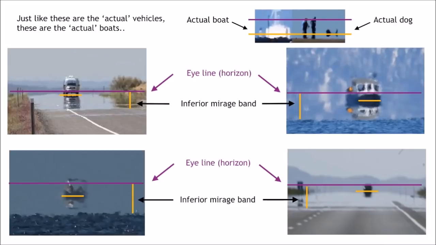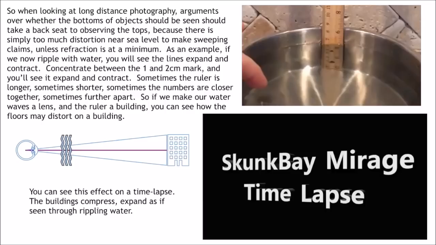Okay, again, just like this is an actual boat up here in the top image going off into the distance with an inverted image below. This is an actual dog. So again, actual boats, actual cars, actual dog. These are not inversions upon inversions of images. So when looking at long distance photography, arguments over whether the bottoms of objects should be seen should take a back seat to observing the tops, because there is simply too much distortion near sea level to make sweeping claims unless refraction is at a bare minimum.